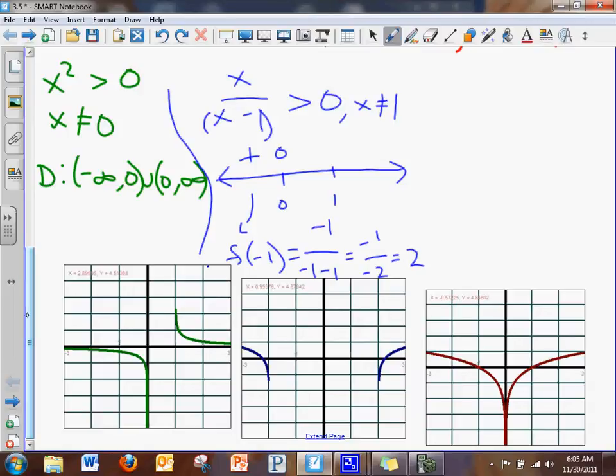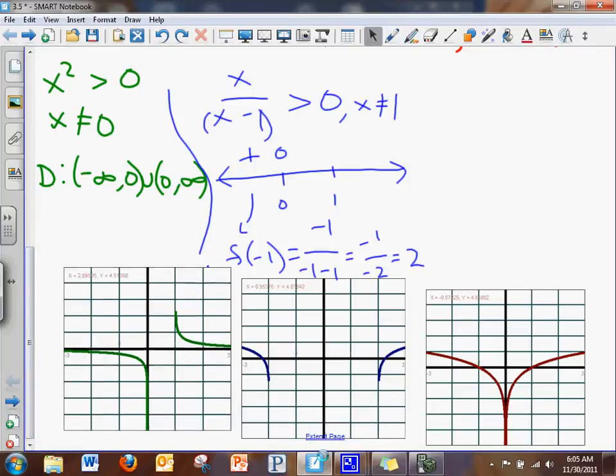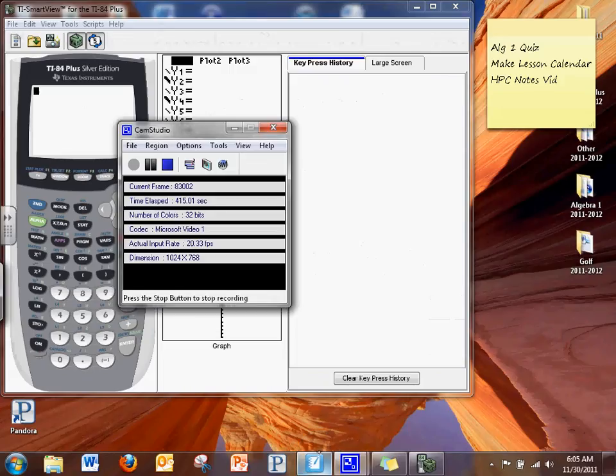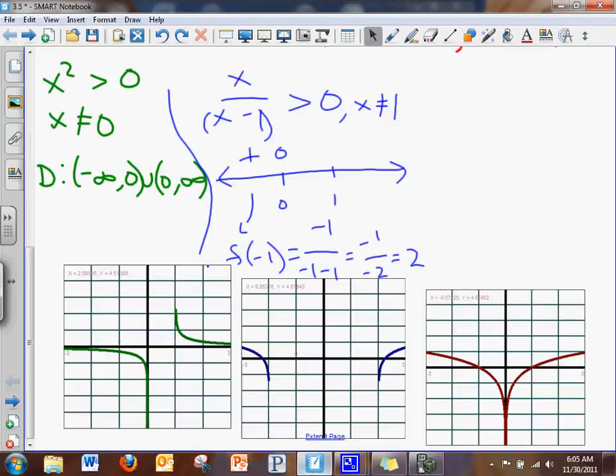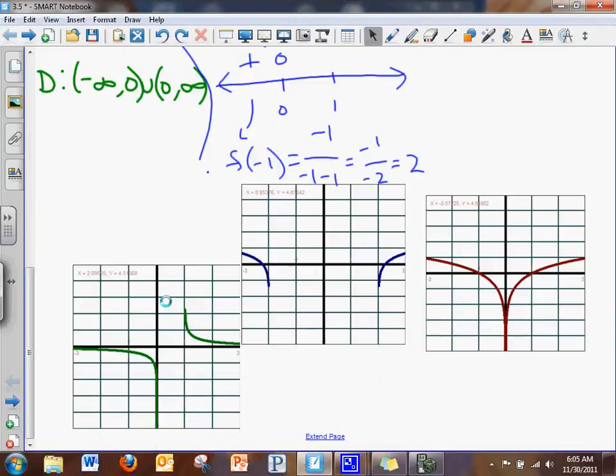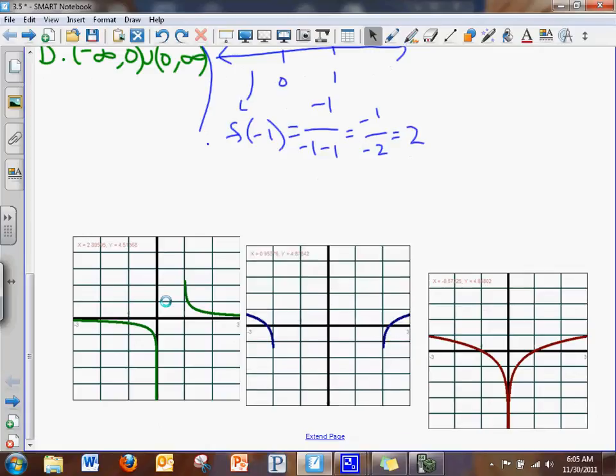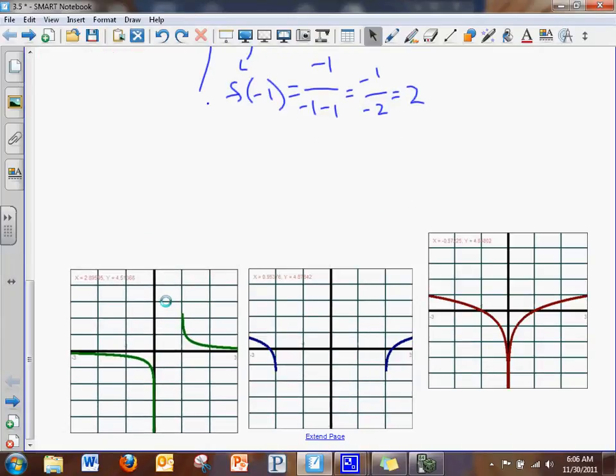All right, I need more room. Whoa. I need more room. Hold on. There we go. A little more room there. Okay.